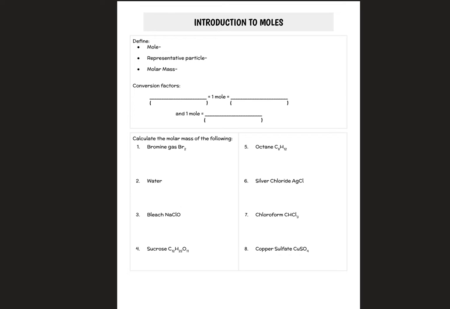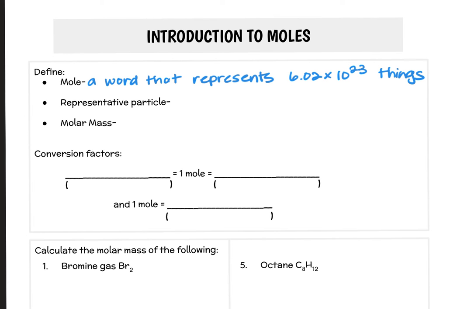So the first thing we want to look at here are these definitions of a mole, representative particle, and molar mass. These are definitely words that you're going to see over and over again. To start off, a mole is a word that represents 6.02 times 10 to the 23rd things. We're mostly going to be talking about representative particles in class, but like the video said, you could have a mole of donuts that covered the planet almost 1.5 kilometers deep, or a mole of basketballs that would be the same size as Earth. So whenever we say we have a mole of something, it means we have 6.02 times 10 to the 23rd.